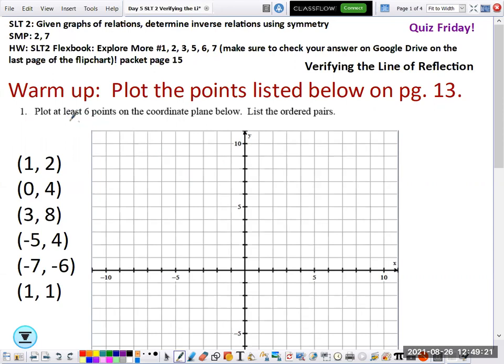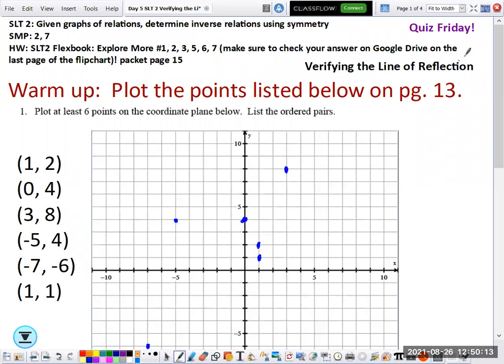On page 13, you're asked to plot at least 6 points on the coordinate plane below. So that we all have the same graph, I suggest that you graph these 6 points. Take a second, pause the video, write down the ordered pairs, and go ahead and graph them. We have 2, 1. We have 0, 4. We have 3, 8. We have -5, 4. We have -7, -6. And we have 1, 1.